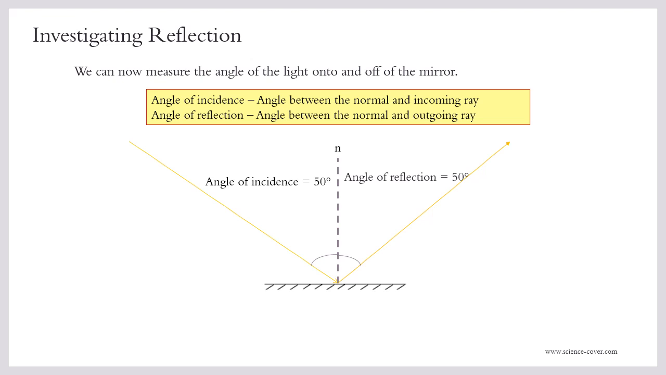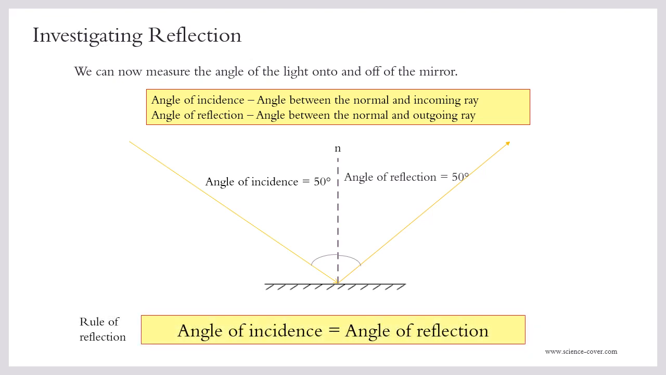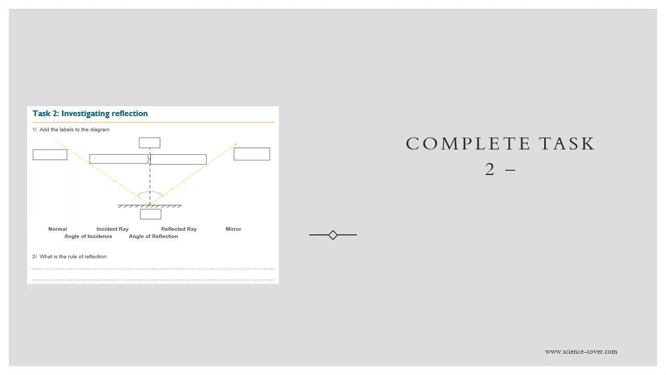This is true for all rays of light that reflect off a surface. And so we call this the rule of reflection, that the angle of incidence is always equal to the angle of reflection. Pause the video now and complete task 2.